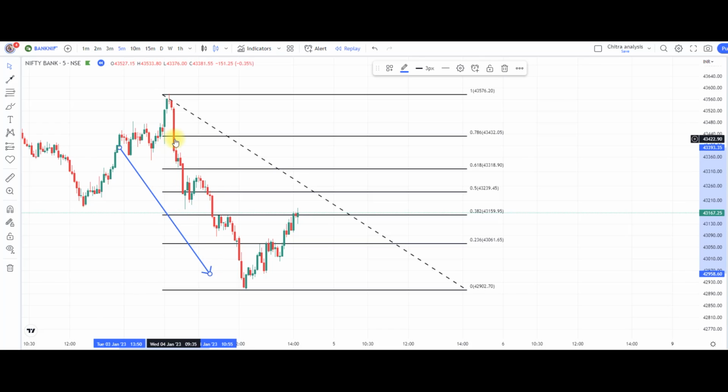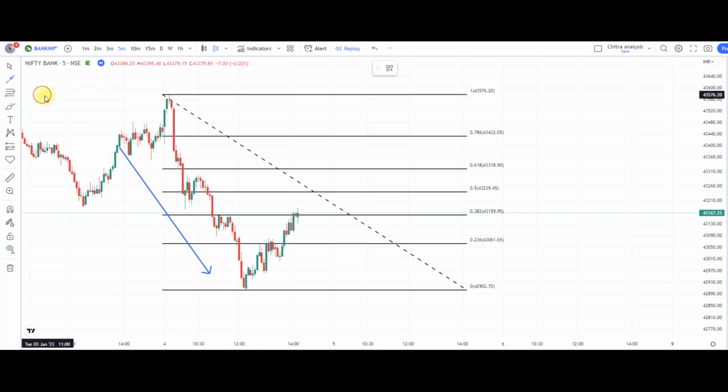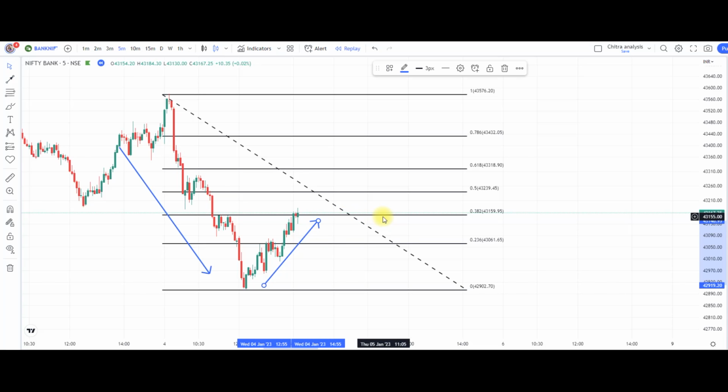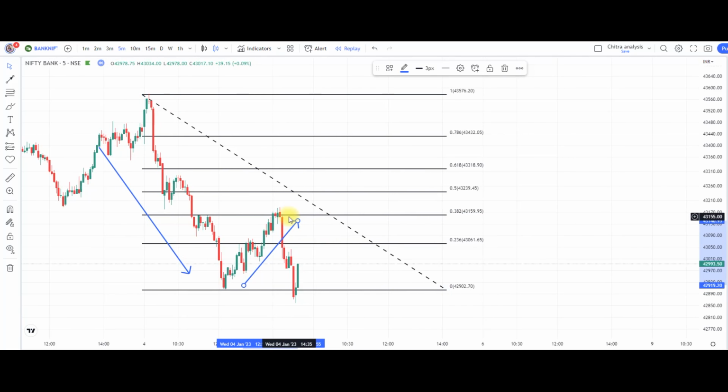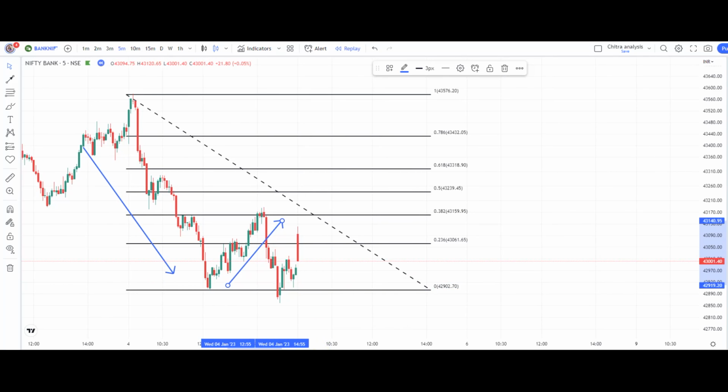So when the price is falling down, I already told you that price will retrace. So you can see here we got a rally from here, that is 42,902 to 43,159. Okay, and price reversed from there. So we will see how the price is behaving, whether the price is going up or price is falling down. So we can see that the price reversed from 0.382.